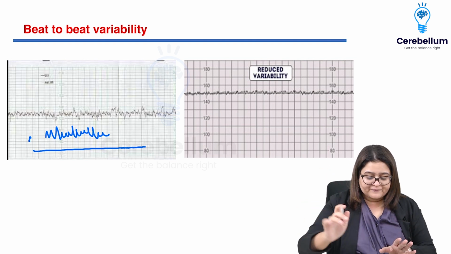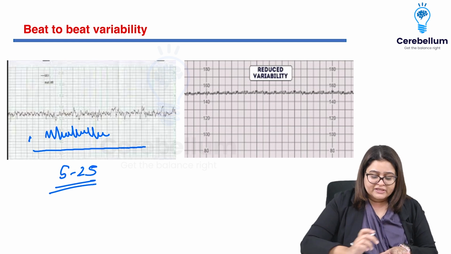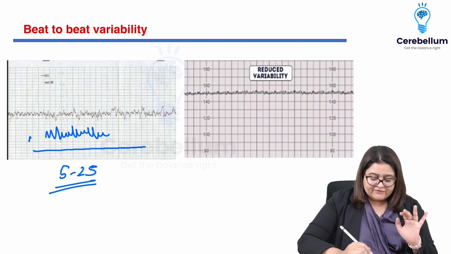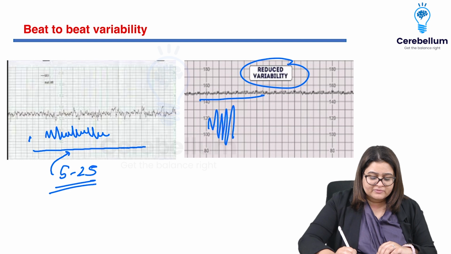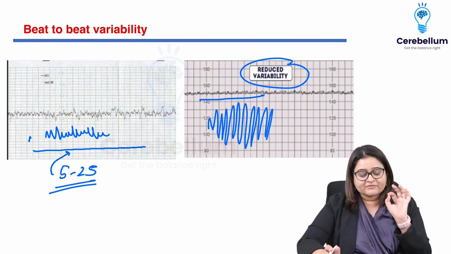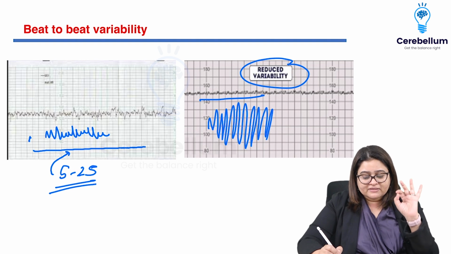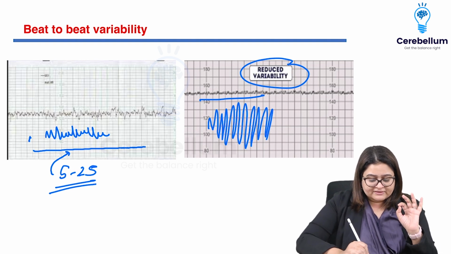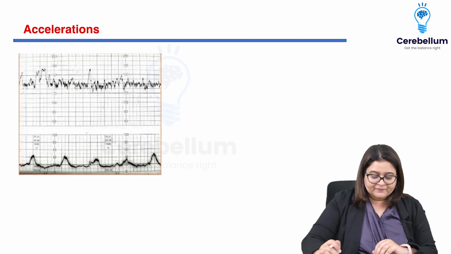It should be there, and the waviness should be between 5 to 25 beats per minute. It should not be very less. If it's very less, it will appear like a straight line, like how this is. So this is reduced variability, and increased variability would appear something like this. So both extremes are not good. Variability is a sign of an intact autonomic nervous system, and good variability is anything between 5 to 25 beats per minute.